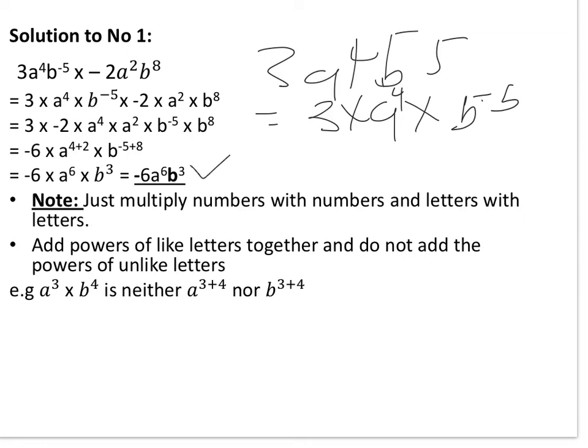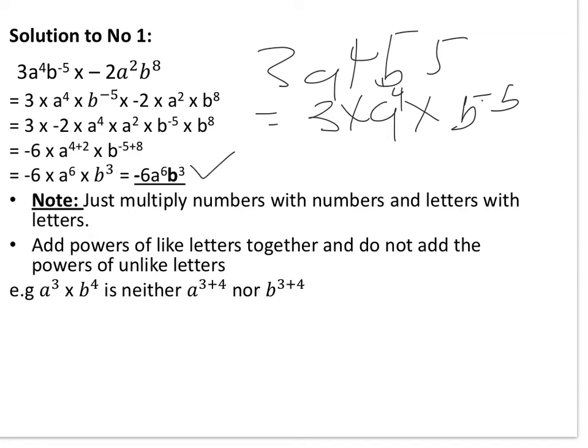And this is your answer. Note, just multiply numbers with numbers and letters with letters. So when you are collecting like terms, you multiply 3 by 2, just like we did here, not 3 by a. The two a's should come together, the b's come together, and then the numbers will also come together. And then add powers of like letters together, and do not add the powers of unlike letters.